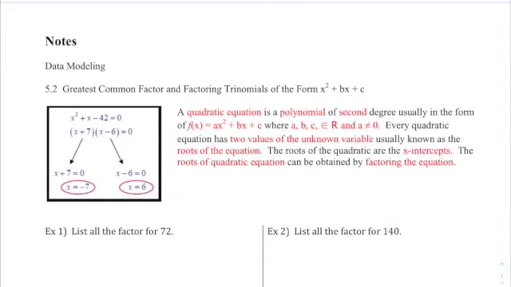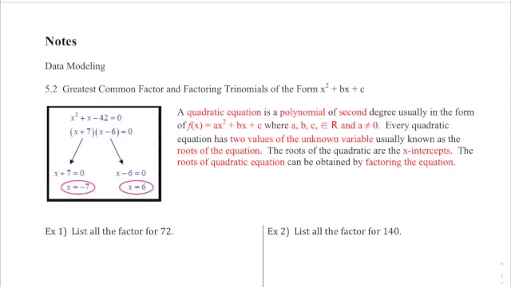Hi everyone, today we are talking about the greatest common factor and factoring trinomials of the form x squared plus bx plus c. That means there's no number in front of x squared except 1. A quadratic equation is a polynomial of second degree, usually in the form of f(x) equals ax squared plus bx plus c, where a, b, c are elements of the real numbers and a does not equal 0.